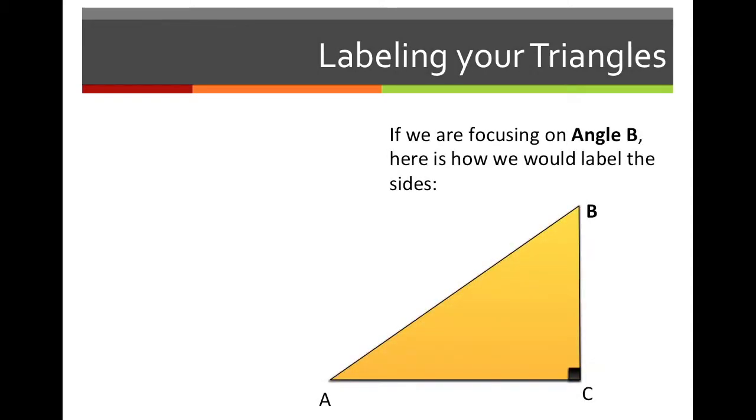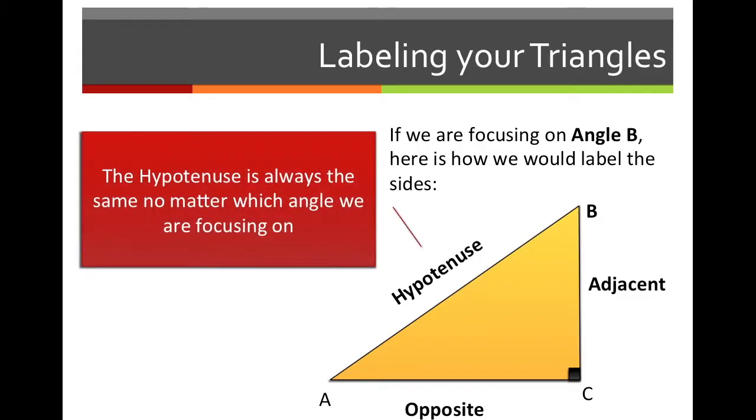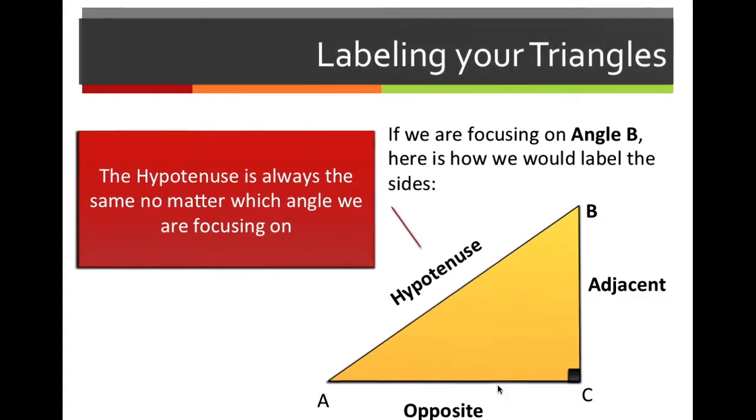What if we focus on B instead of A? AB would still be the hypotenuse, but now we have BC as the adjacent and AC as the opposite. Notice that the hypotenuse is always the same no matter which angle we are focusing on. What really changes is what is the adjacent and opposite side.